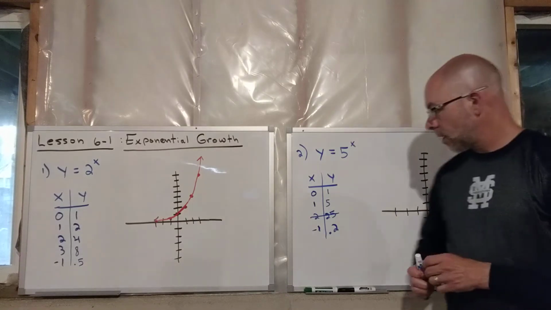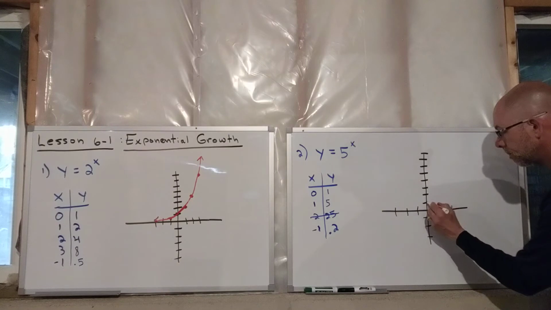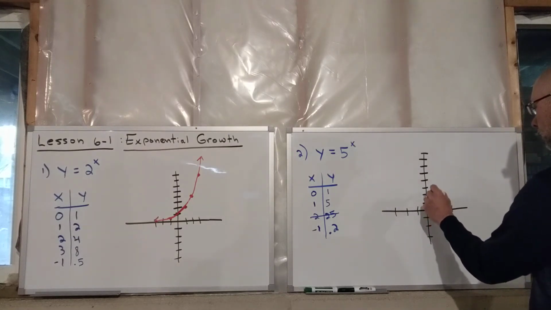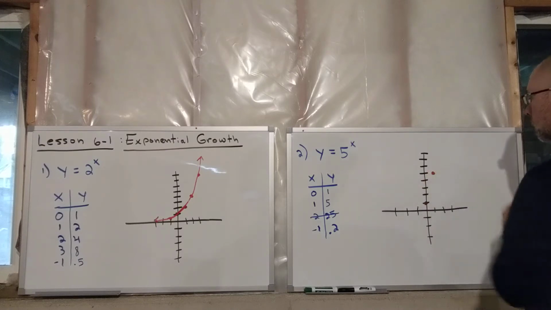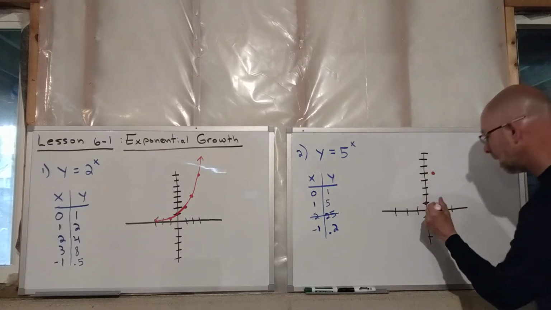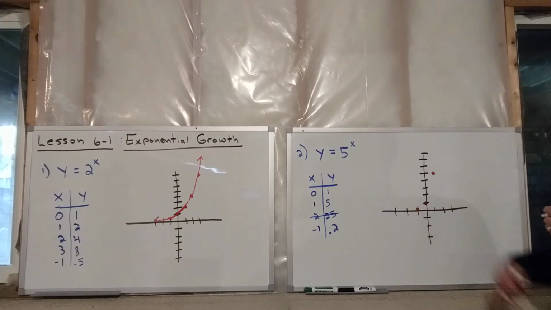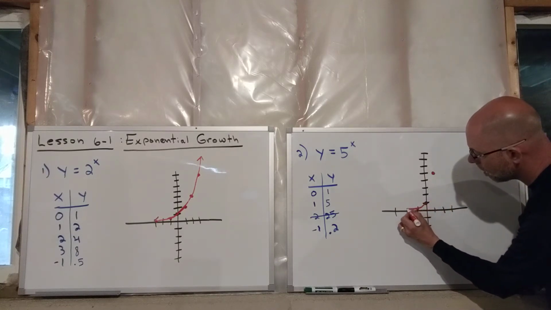So we plot those. We're only going to have 3 this time. So 0, 1, 1, 5. Right there. And then negative 1, 0.2. That's really close to the x-axis. I can hardly draw that. But see, it's got the same basic shape. Just come right down here and hover.